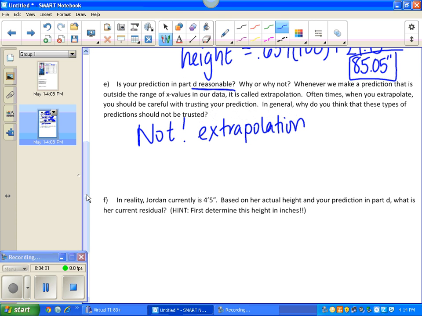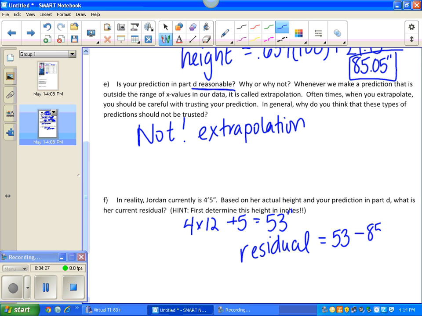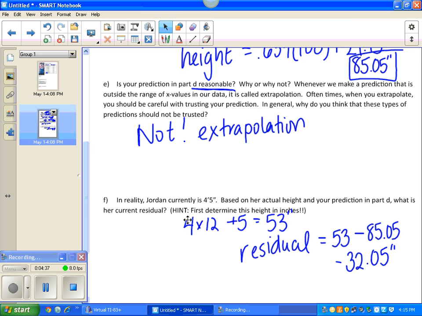So in reality now we're being told she's 4 feet 5 inches tall. So 4 feet 5 inches tall means there's 12 inches in each foot, so she would be 4 times 12 plus those 5 inches, which gives her 53 inches. So her residual now, because we're asked for her residual, would be the actual, her 53 inches, minus the 85.05. And we're going to get a humongous residual here showing us that this is not a good estimate, negative 32.05 inches. So that's really, really far off.